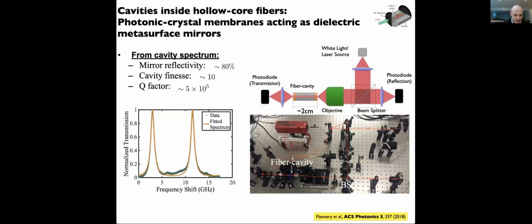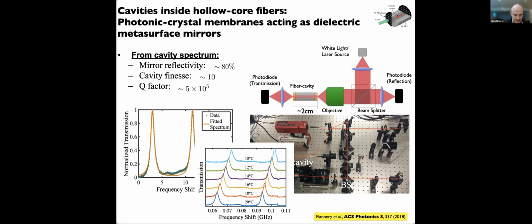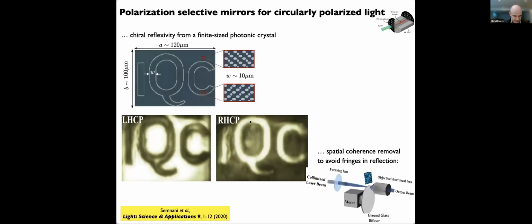And then when we tested it in a setup, we actually did see the Lorentzian peaks in the cavity transmission that you would expect from a Fabry-Perot cavity. The cavity finesse wasn't amazing, but we also haven't fully optimized our fabrication process. So we are right now only at mirror reflectivity about 80%, but it should be possible to go to sort of 99%, which other people have done with these photonic crystal slabs. The cavity is monolithic but tunable by changing temperature.